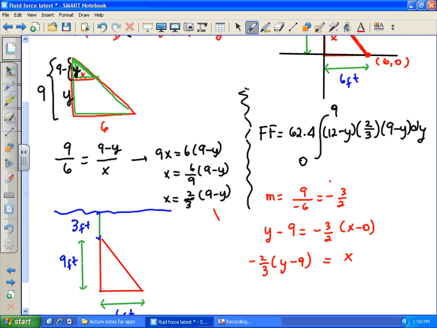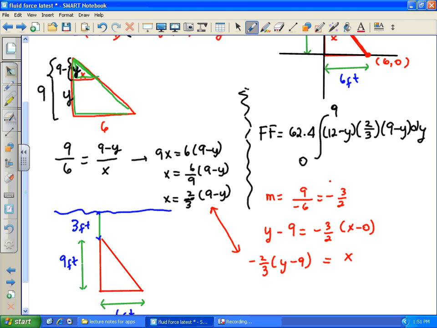Is this the same thing as that? Let's think about it for a minute. Are these two the same things? Here we're saying x is negative 2/3 times y minus 9. Here we're saying x is 2/3 times 9 minus y. Same exact thing, right? Negative, because they switched the 9 minus y to y minus 9. Either way you do it, just carry it all the way through the same way consistently. And again, either approach will give you the correct x.